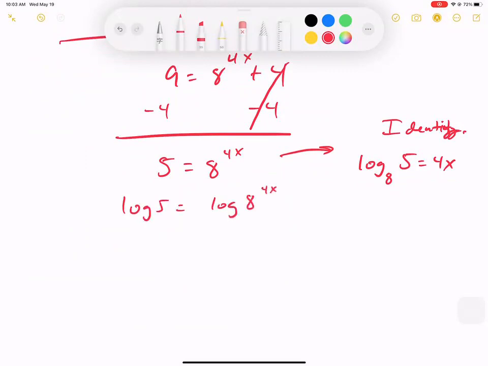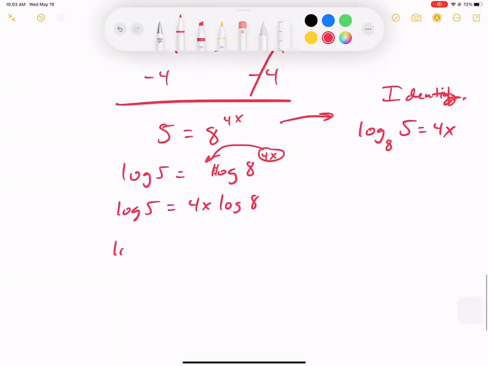8 to the 4x. What happens to the exponents? Remember, the reason why we're using the log is to bring down the exponent. So we're left with log of 5 is equal to 4x log of 8. We're going to get rid of some numbers here. I'm going to get rid of the log first, and I'll worry about the 4 later, because it makes my calculator work a little easier. Log 5 divided by log 8, right? I'm dividing both sides by log 8. And we're left with 4x. You could take the 4 with you if you want, but I'm showing you how to do this separately.